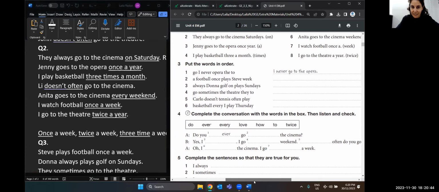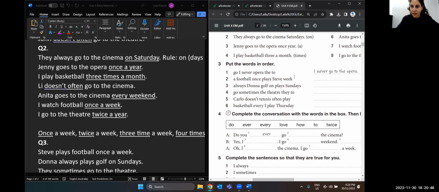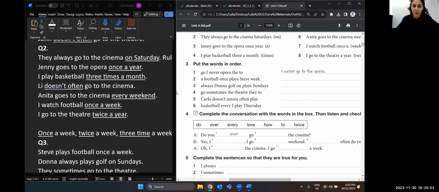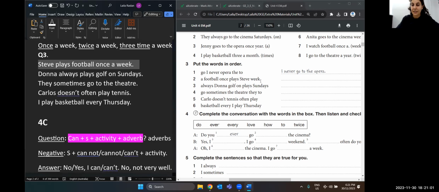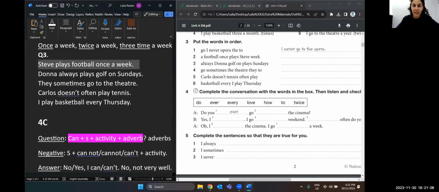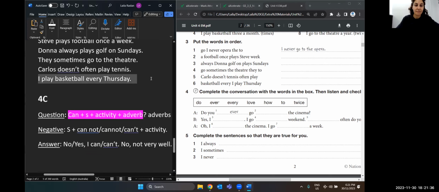Okay, put the words in order. I never go to the opera. Steve plays football once a week. Number three, always plays on Sunday. So always start with your subject. Donna, she always plays golf on Sundays. Number four, they sometimes go to the theater. And number six, I play basketball every Thursday. So every Thursday means every week, Thursday, I play basketball.